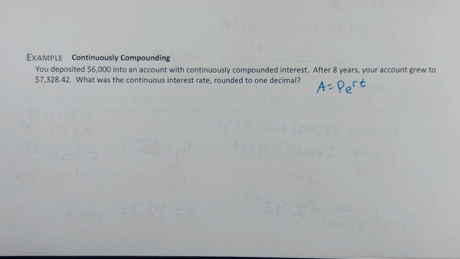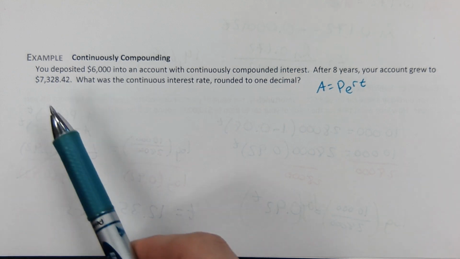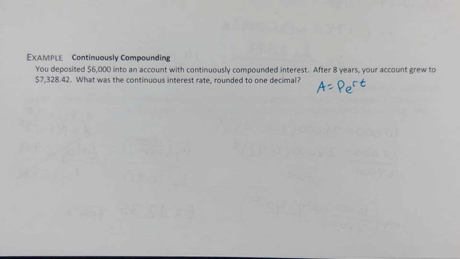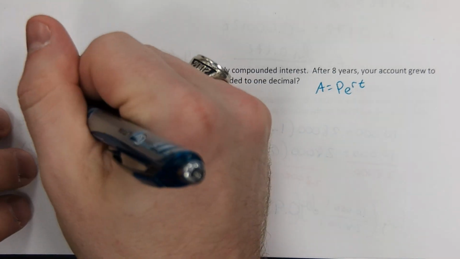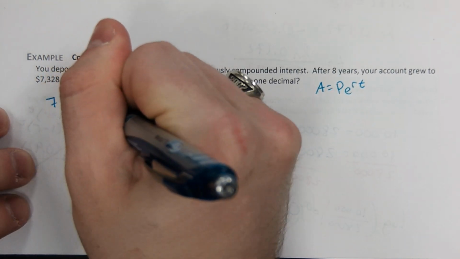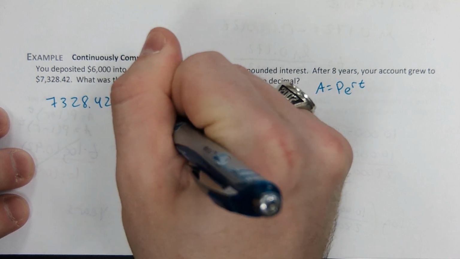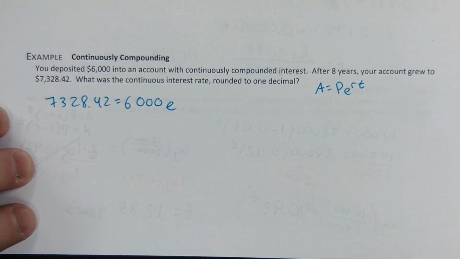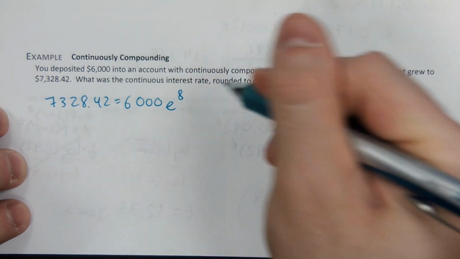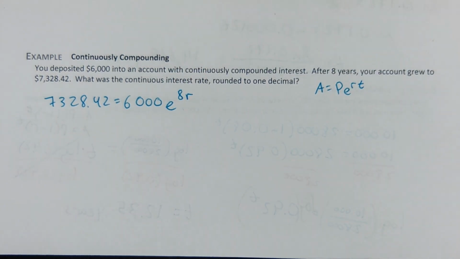And it's growth. You deposit $6,000 in an account, that's P. Continuously compounded interest, that's why it says E. After 8 years, there's T. Your account has this much money in it, that's A. It says, what is the interest rate? Rounded to 1 decimal. Let's fill out what we know. 7328.42 equals 6000 E to the 8R. See, we didn't know R this time.